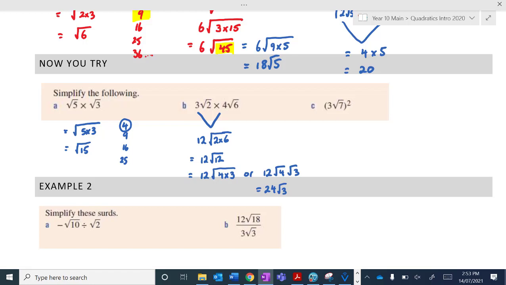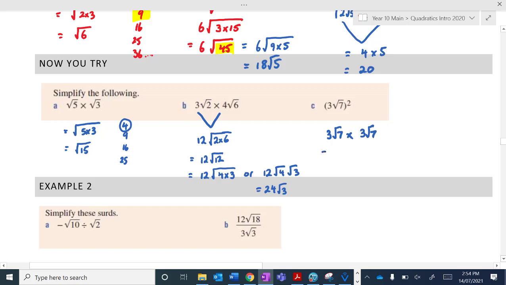Now, what do we do over here? When you see 3 root 7 squared, it's multiplied by itself 2 times. Likewise, you could be asked for it to be cubed. If it was cubed, it would be multiplied by itself 3 times. Oops, why did I write 3? It's just been a long day. There you go. So let's rewrite that.